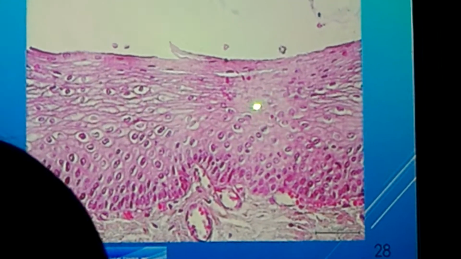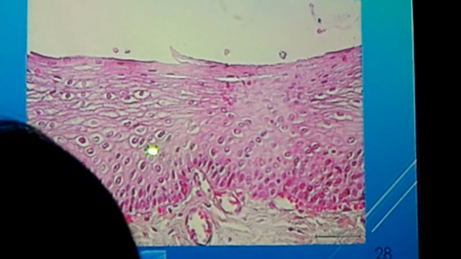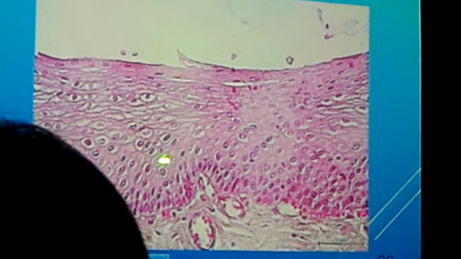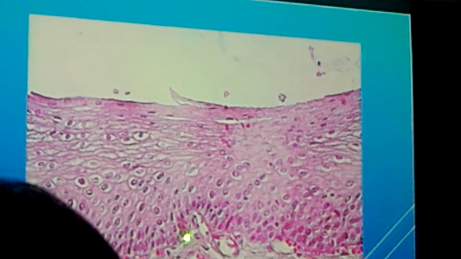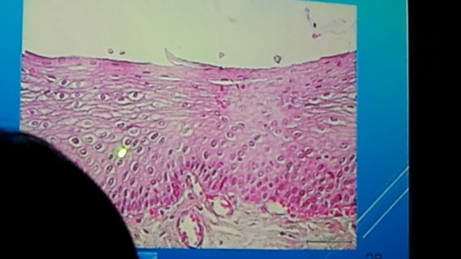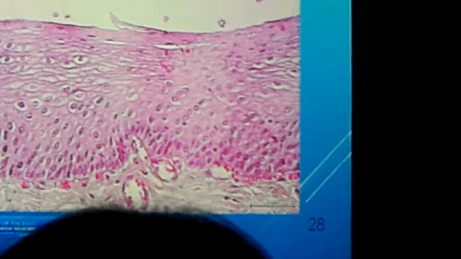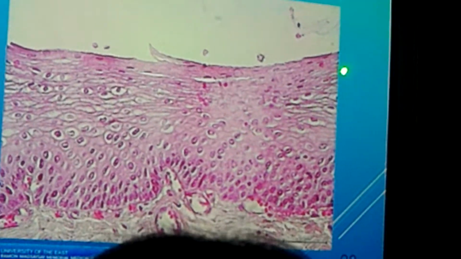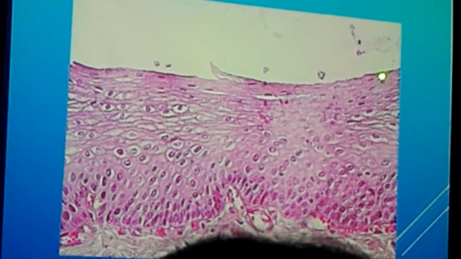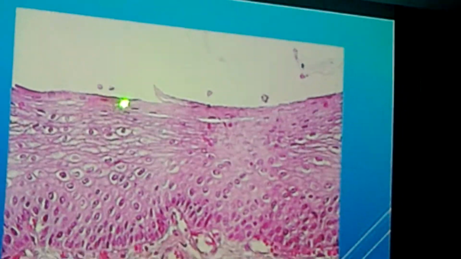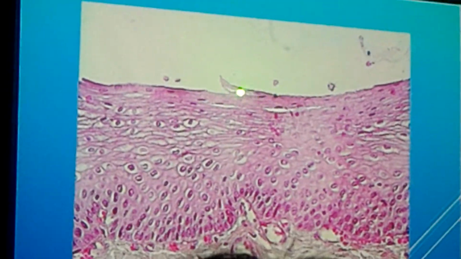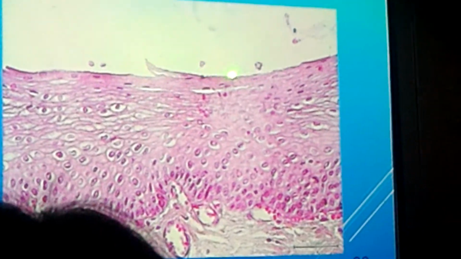Okay? What is the basis of classifying this epithelium? Will it be the base, the topmost, or the number of cells? Anong basis? The topmost. Okay? You have your single line, flat cells.